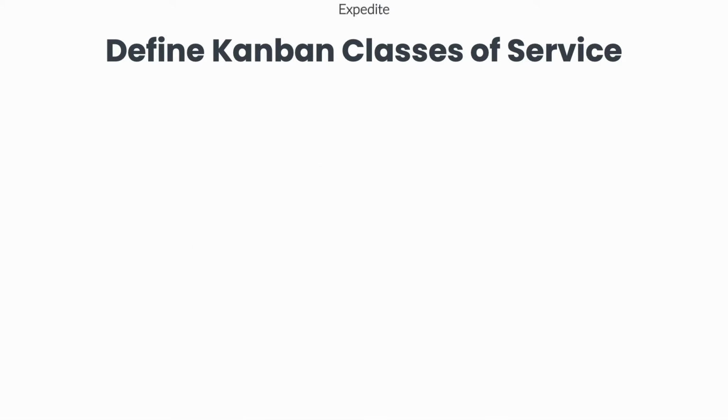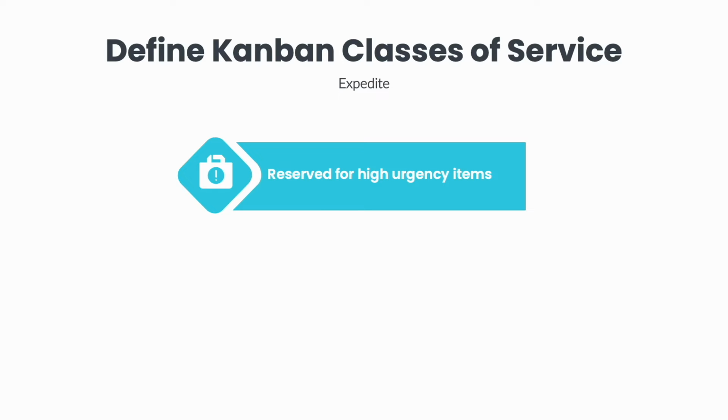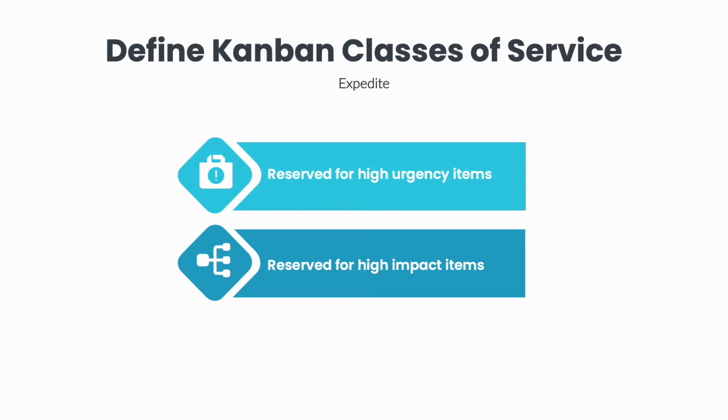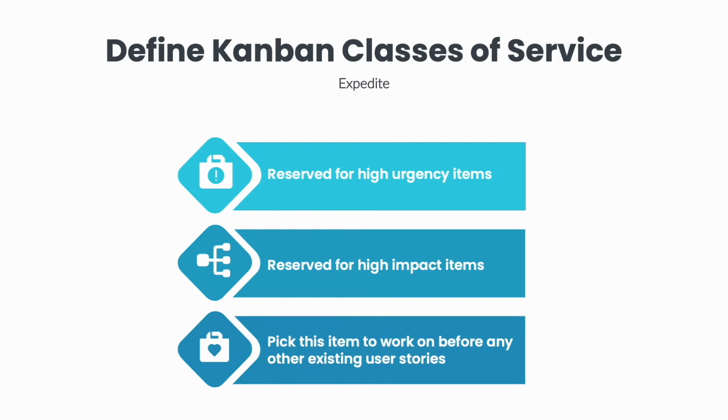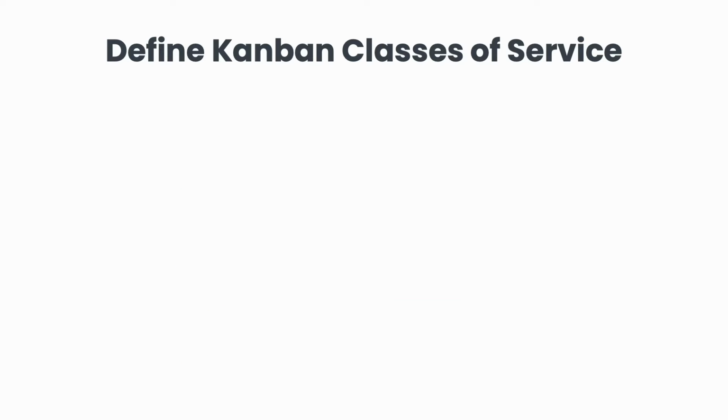Expedite is just like we explained with our Fast Track Airport example. In software development, the expedite class is reserved for high urgency, high impact items. A good example for our e-commerce web team would be if a defect is found in production that doesn't allow our user to purchase a specific product. This issue is a huge problem since it directly impacts the company revenue, which means we have to fix it immediately. When a new request gets flagged as an expedited item, our team will pick this item to work on before any other existing user stories.